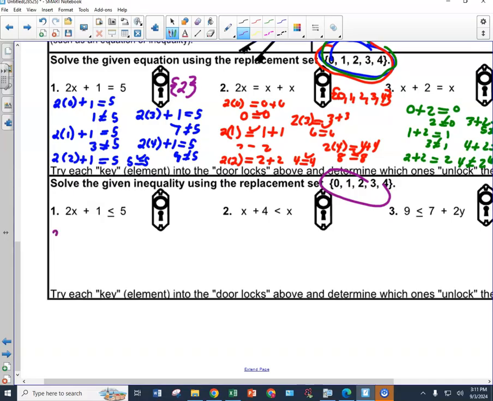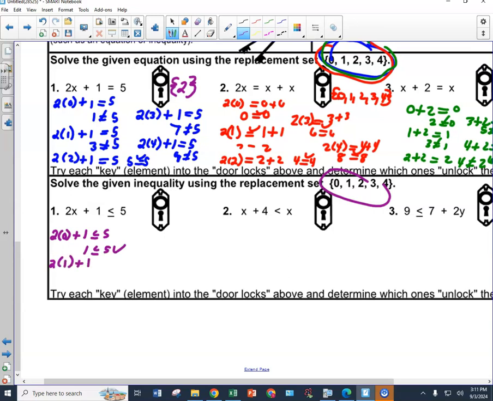So let's plug in 0. What's 2 times 0 plus 1? Is that less than or equal to 5? Well, 2 times 0 is 0. 0 plus 1 is 1. Is 1 smaller than or equal to 5? That is a yes. Okay, try 2 times 1.